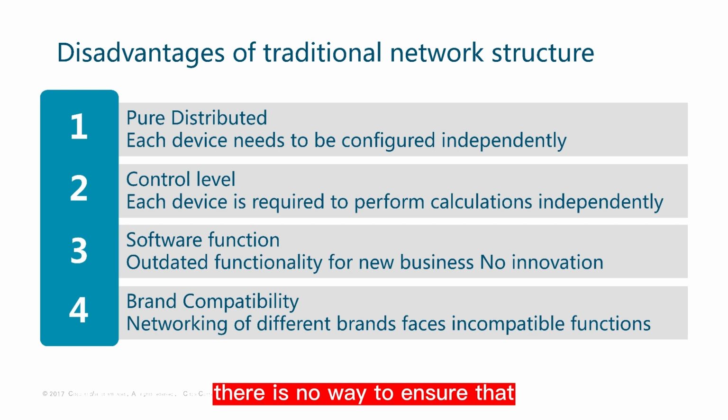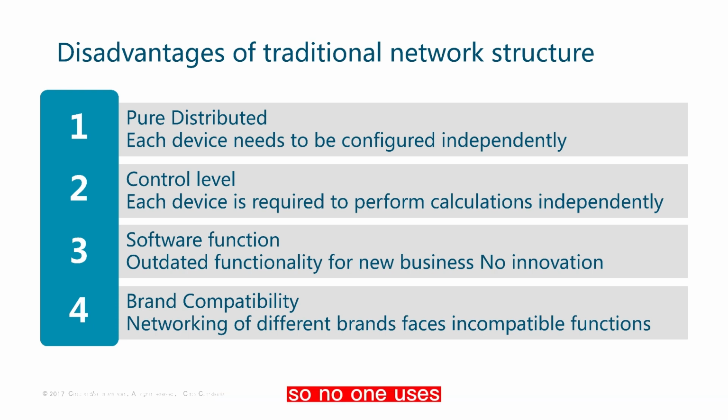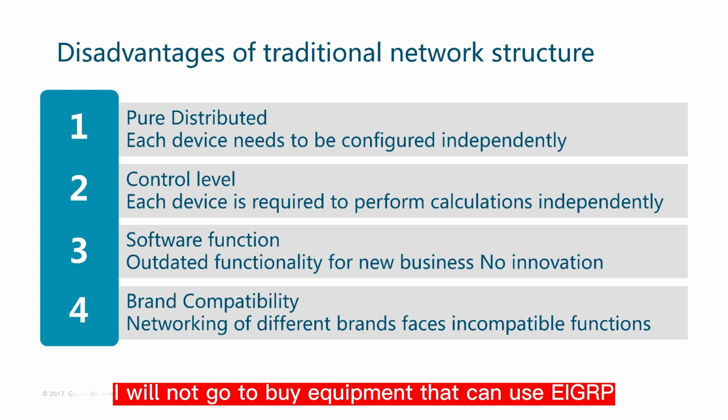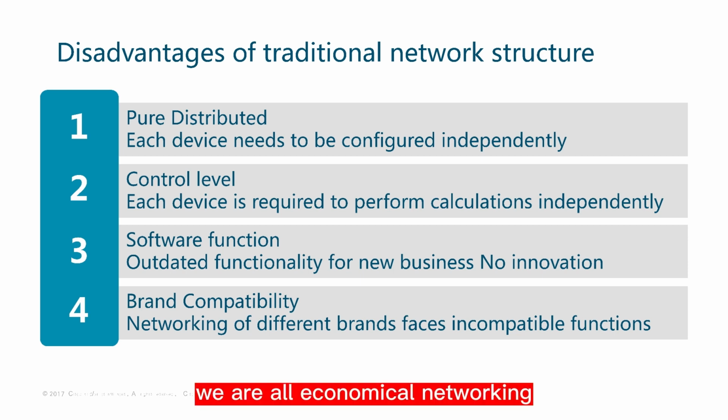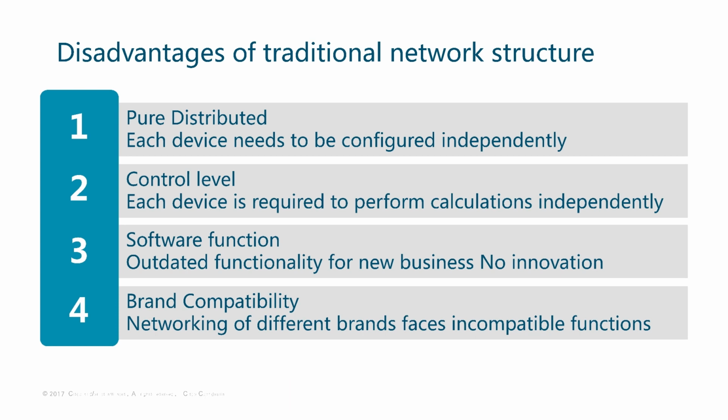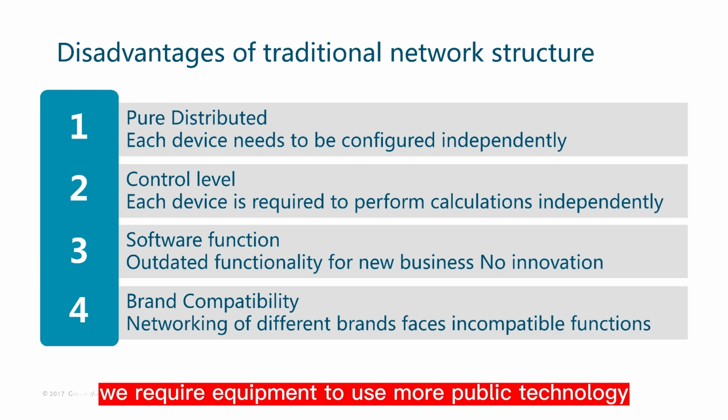there is no way to ensure that all equipment from various manufacturers is combined in large projects, so no one uses it. For example, others can use EIGRP, but we can only use OSPF. Then we don't use this EIGRP. I will not go to buy equipment that can use EIGRP. Its Cisco equipment is more expensive. We are all economical networking, subject to the current conditions. The cheaper the better. We require equipment to use more public technology.